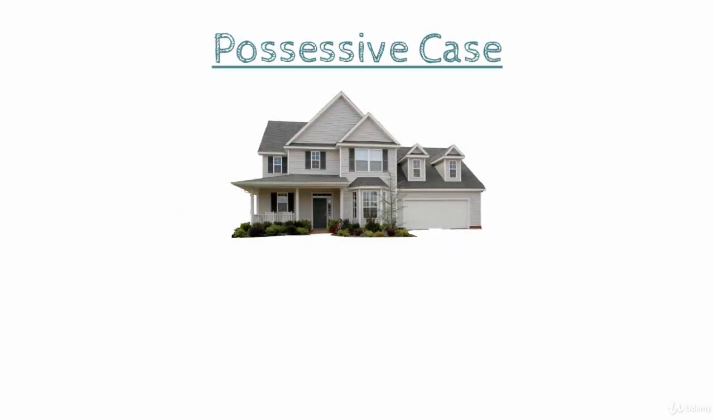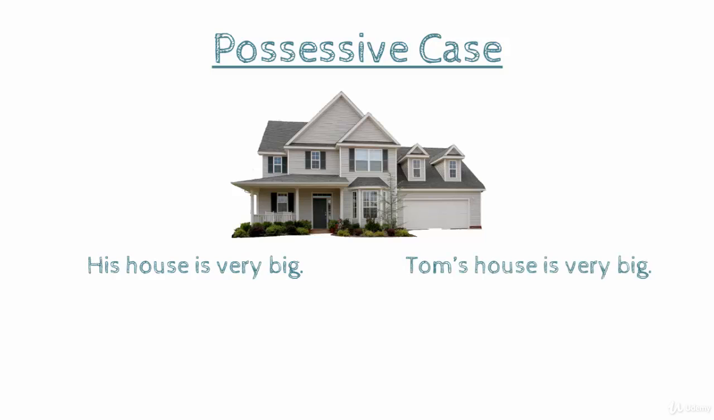Take a look at this house. It's big, right? This is my friend's house. So let's take a look here. His house is very big. Tom's house is very big. Now, what's the difference between the two sentences here? His house is very big. Tom's house is very big.